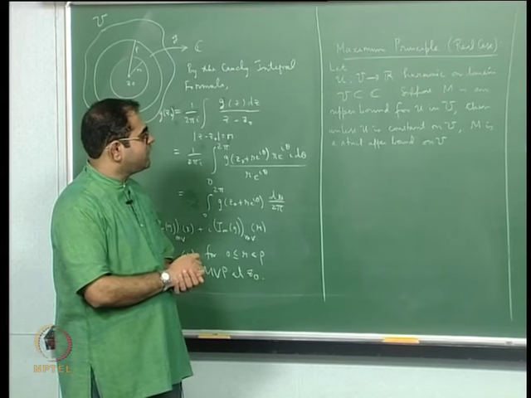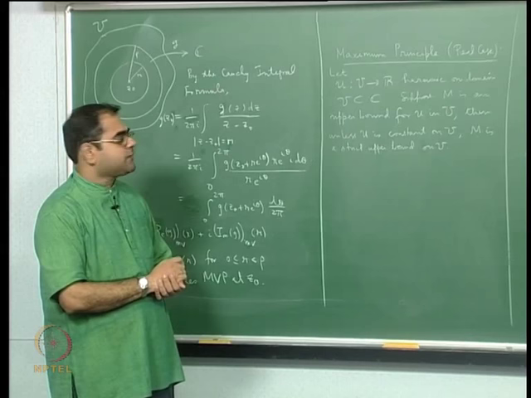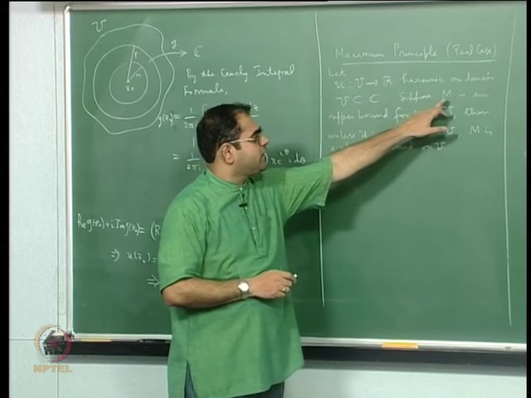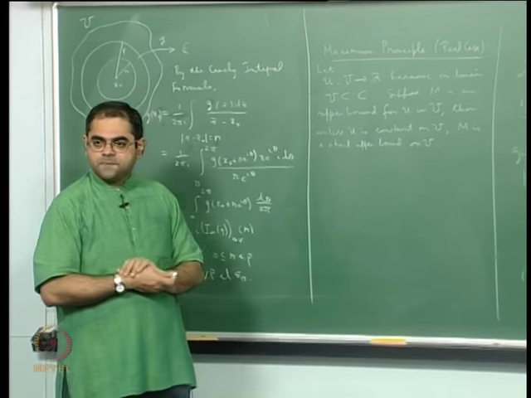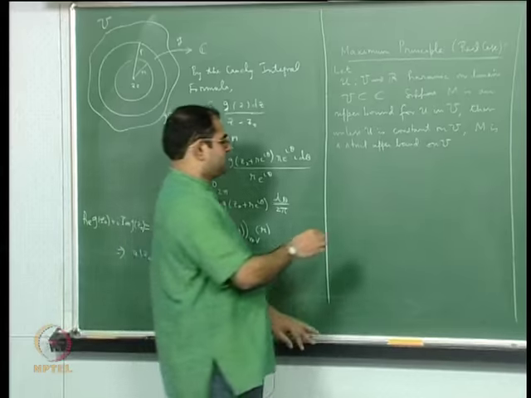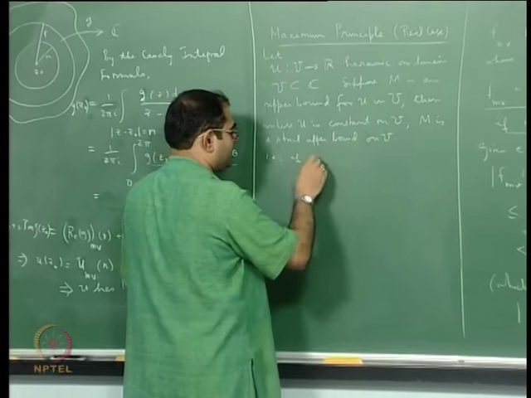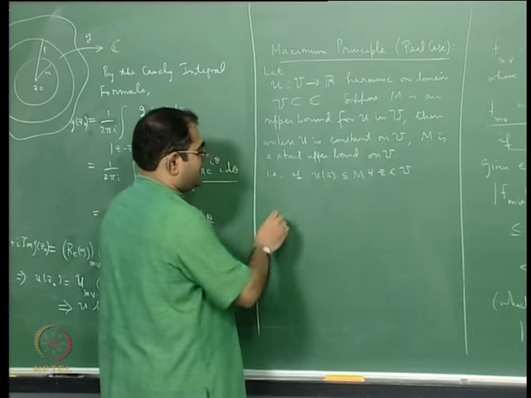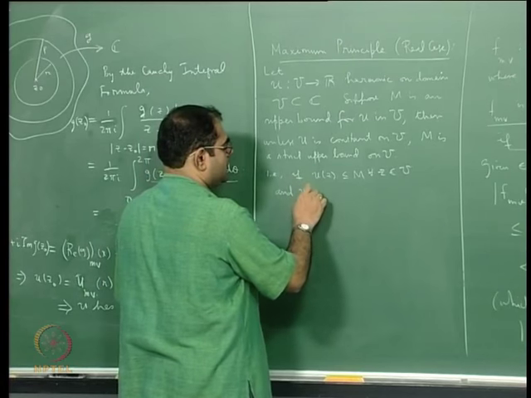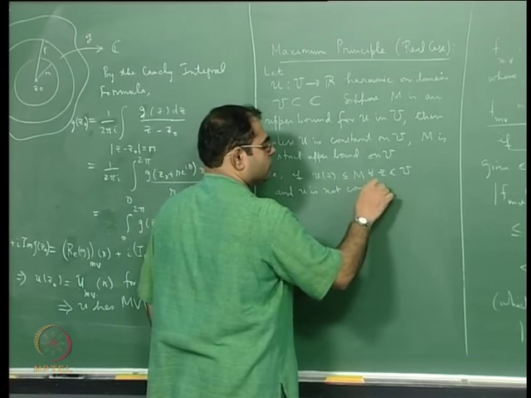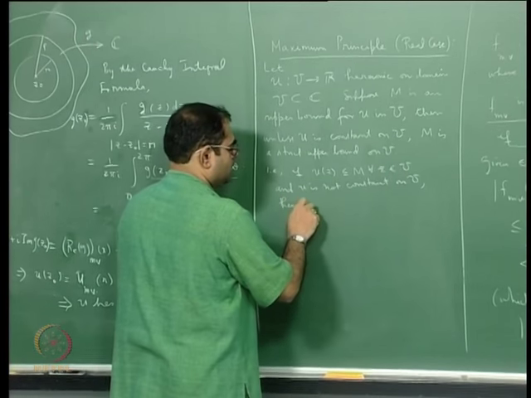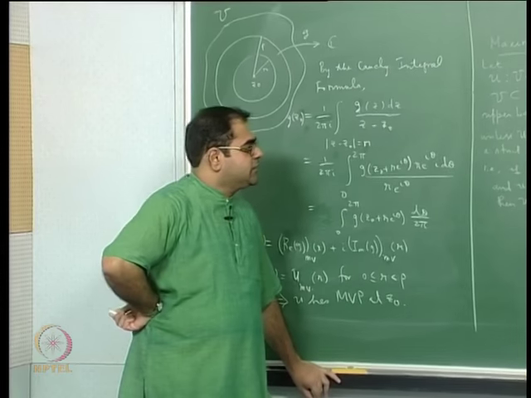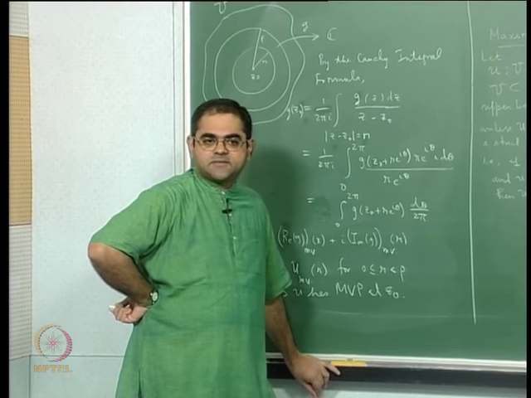So the situation is that I have this domain U in the complex plane and I have a harmonic function on that, right, and suppose all the values of u are bounded above by a real number M, okay. So if I write it in symbols, if u(z) is less than or equal to M for all z belonging to U, and u is not constant on U, then u(z) is strictly less than M for all z in U. So every upper bound is a strict upper bound, that is the maximum principle.